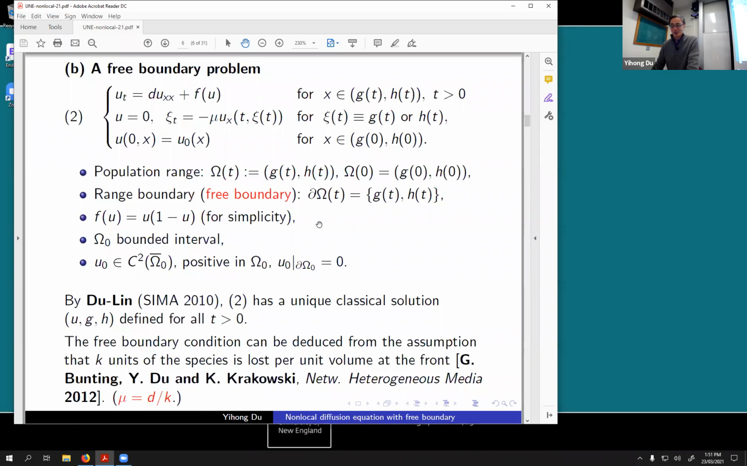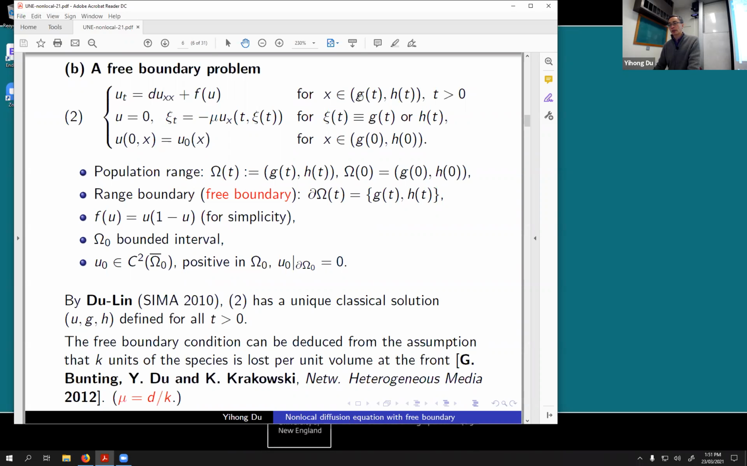So, about 10 years ago, a bit more than 10 years ago, with my collaborator, Zhigui Lin from Yangzhou University in China, we proposed a modification of the classical Fisher KPP model. We still use this semi-linear parabolic equation and initial condition. However, we modify the model so that this equation is satisfied in the population range.